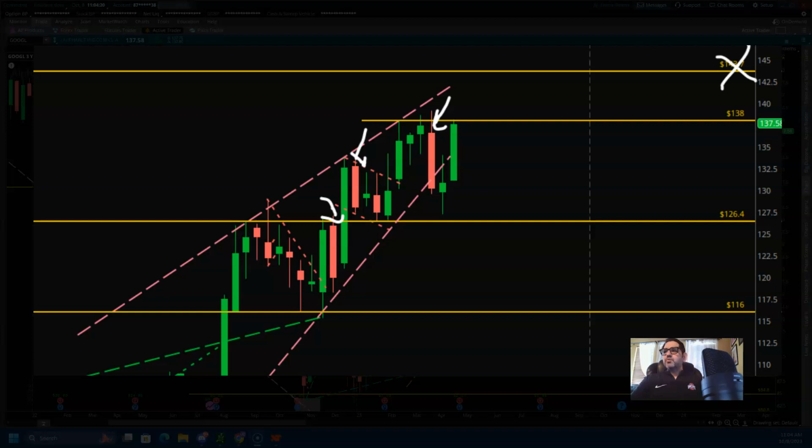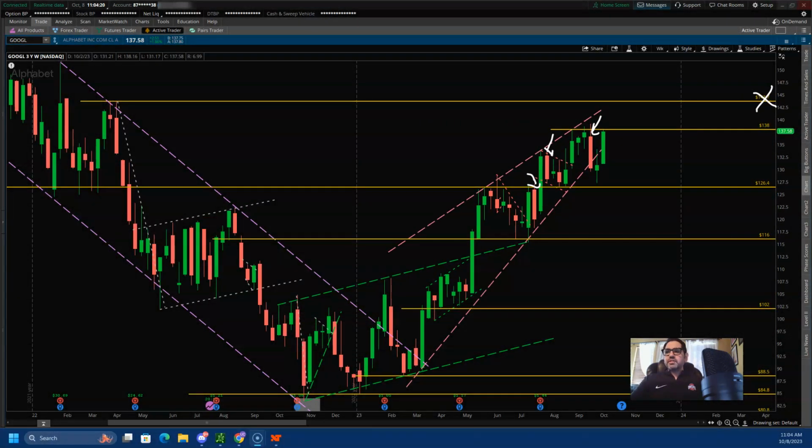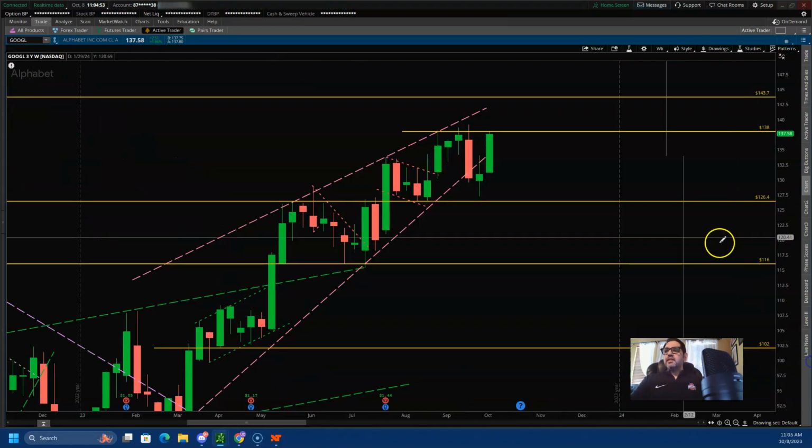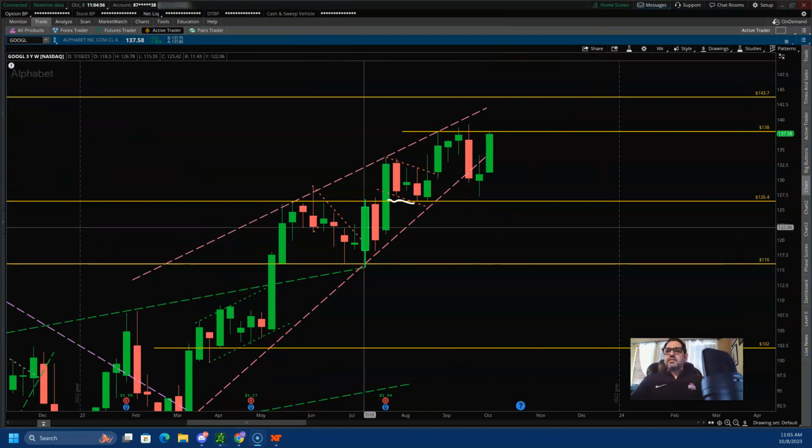My target is 143.7, and then of course I'll raise my stop loss and see how it goes. But you really need to get out of this 138. That's where we're having some issues. We have multiple rejections there. Let's see what happens. But it held this 126.4 level on a pullback. It has done that like a champ. Hopefully it does not reverse.